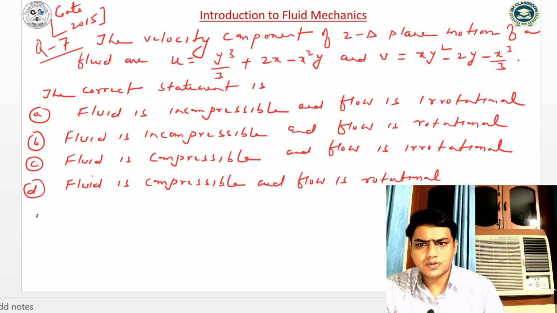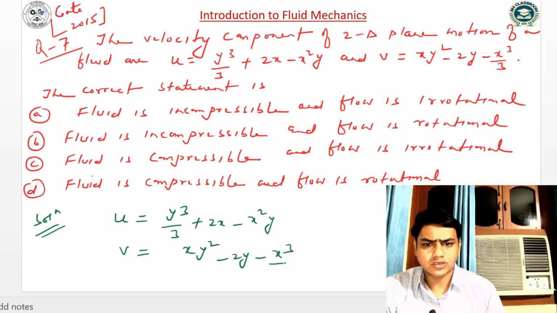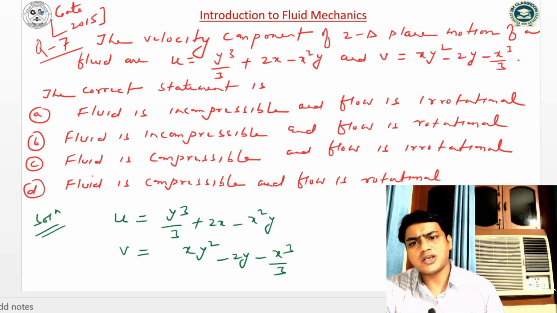Let us take another problem. This question was asked in GATE 2015. The velocity components for a two-dimensional plane motion of a fluid are given. That is, u is equal to y cubed by 3 plus 2x minus x squared y, and the v component is given as x y squared minus 2y minus x cubed by 3. So we have to check whether the fluid is incompressible or compressible.